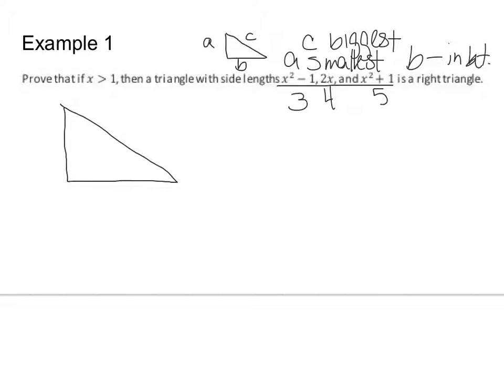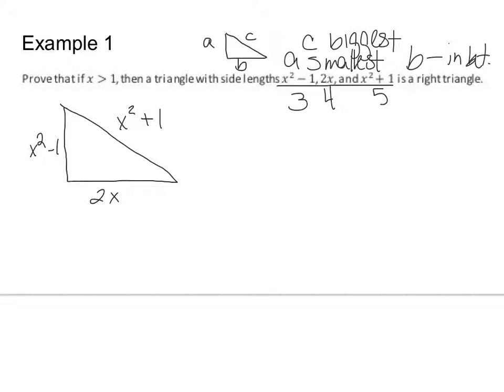So we have our small, big, and medium. Let's put them in the right place. Our biggest one goes in the C spot, our smallest one goes in the A spot, and the in-between one in the B spot. So let's go ahead and put that into the Pythagorean theorem and work through some math.